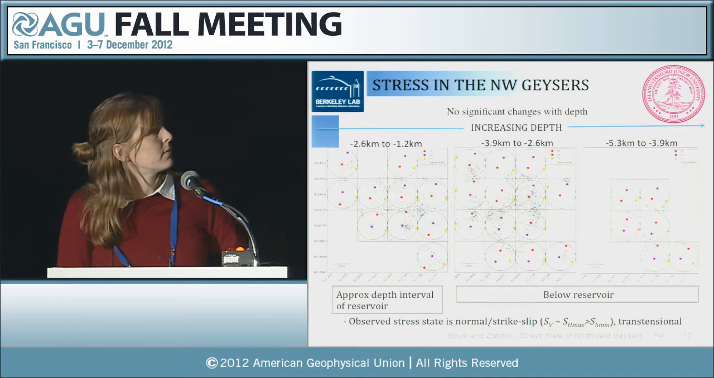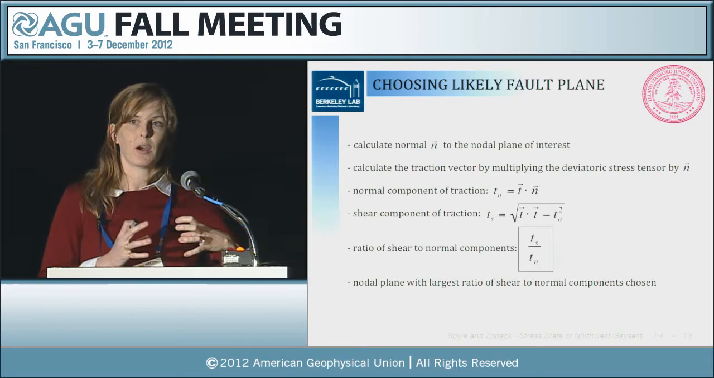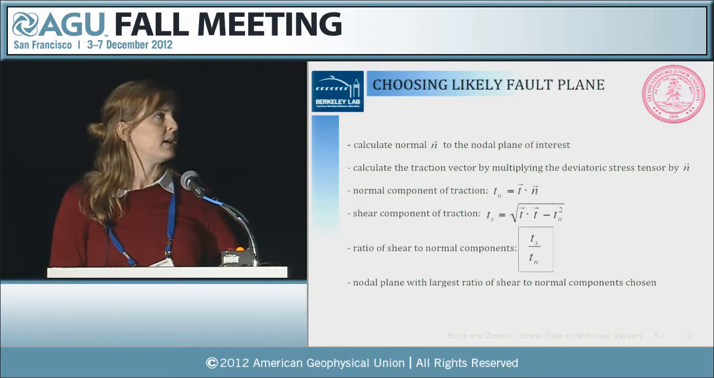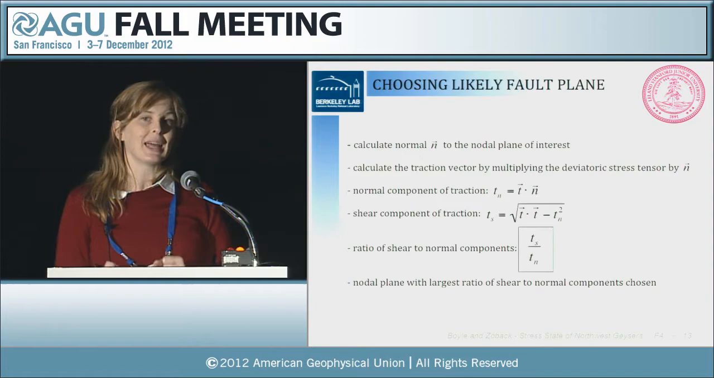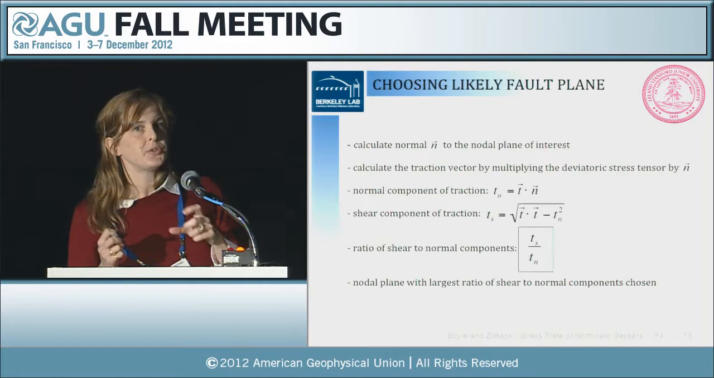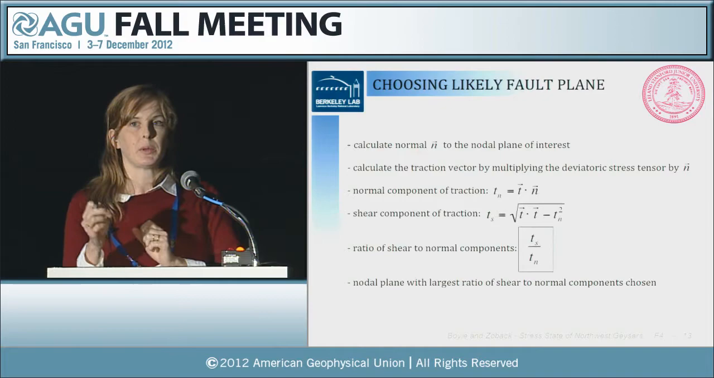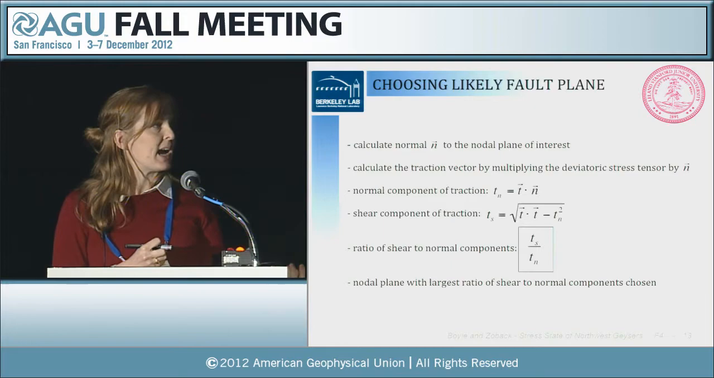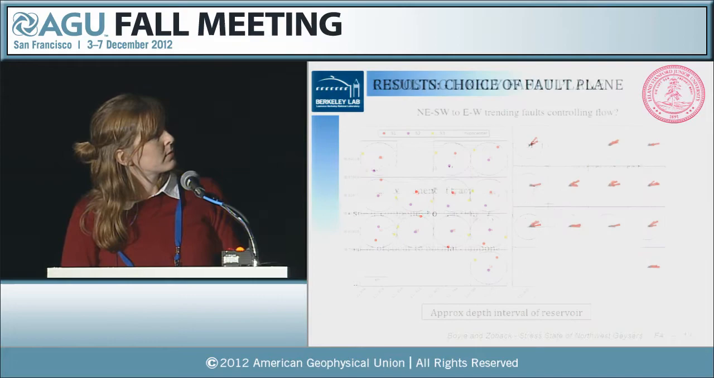In moving from a stress inversion to trying to figure out what the fracture orientation might be, what we wanted to do was choose which of the two nodal planes from the focal mechanism inversion is the most likely plane to have slipped in the stress field that we obtained. I'm not going to go into detail on this method. I just want to emphasize that the criterion we used was the ratio of shear to normal components on the plane. So we picked the nodal plane that had the highest ratio of shear to normal resolved tractions. Using that method, these are the results that we obtained.